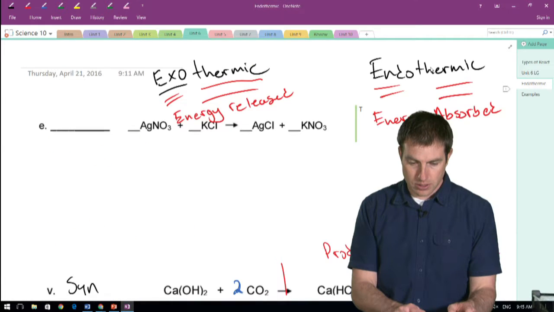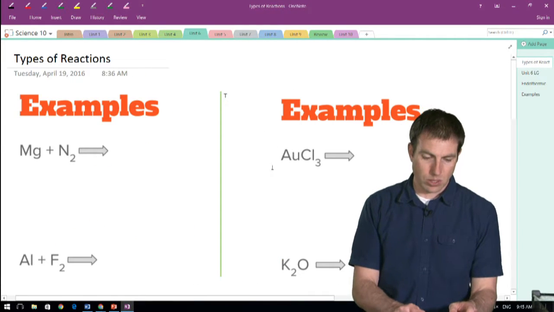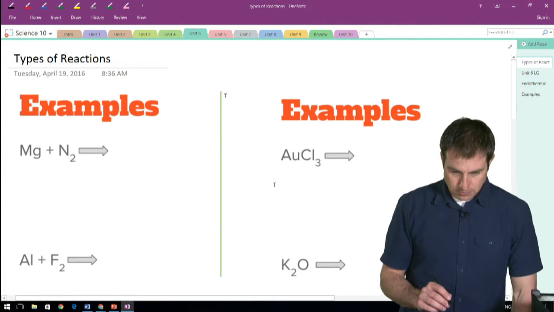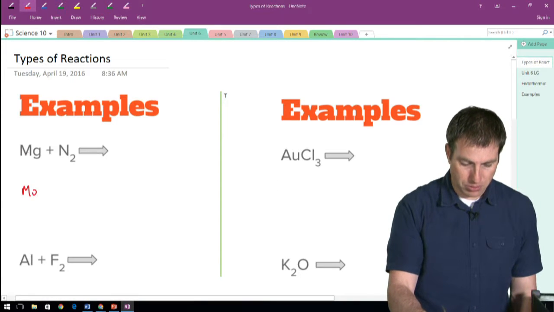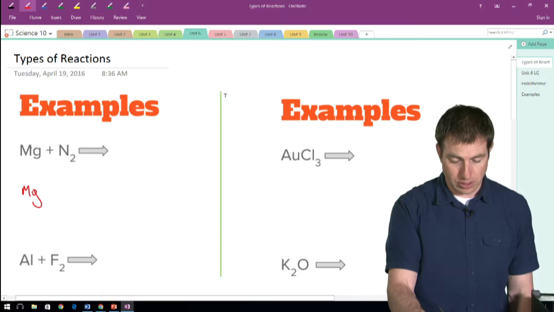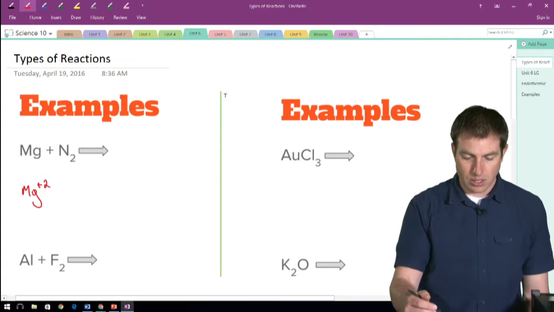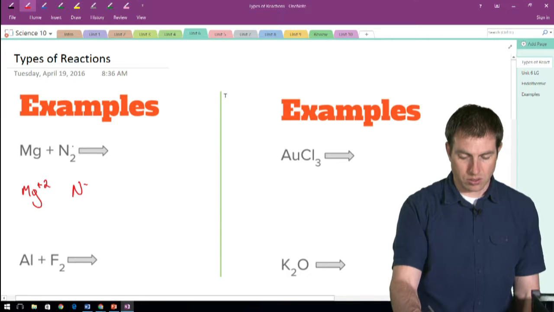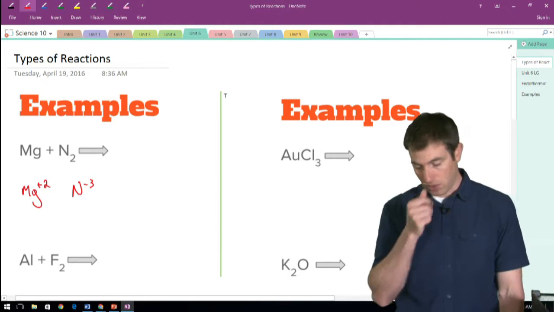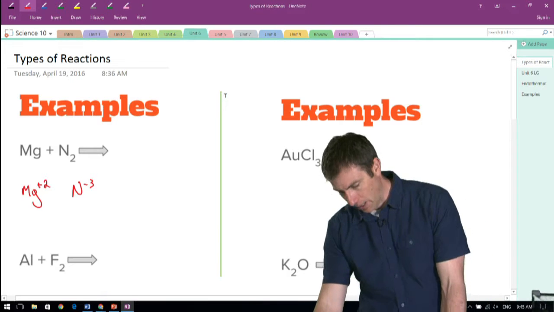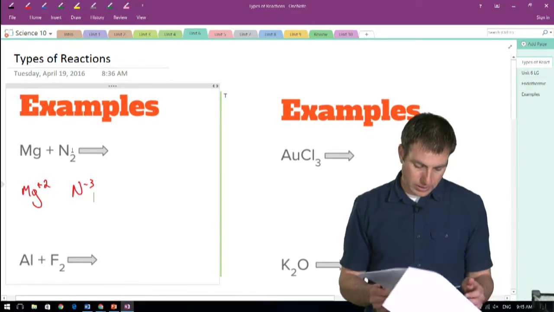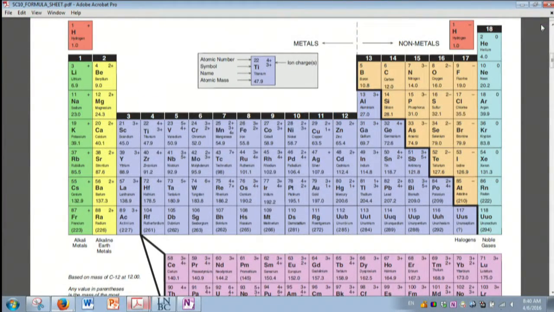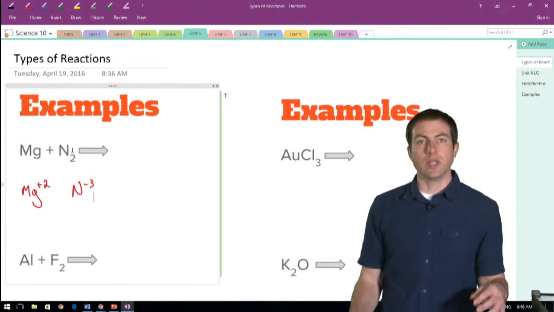All right, so magnesium on the periodic table, I'll just jot down a little note below it here. Magnesium on the periodic table is Mg, and I'm pretty sure it has a charge of +2. And then nitrogen is N and has a charge of -3. I'm going to have to double check both those. Going off the top of my head, bring out my trusty periodic table. Magnesium +2, nitrogen -3. I got lucky.